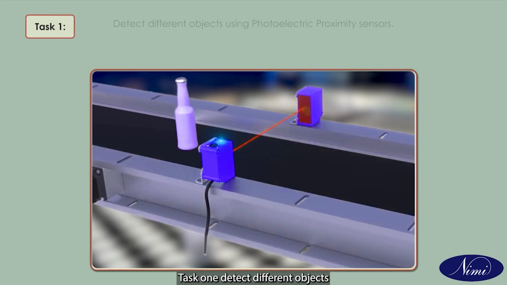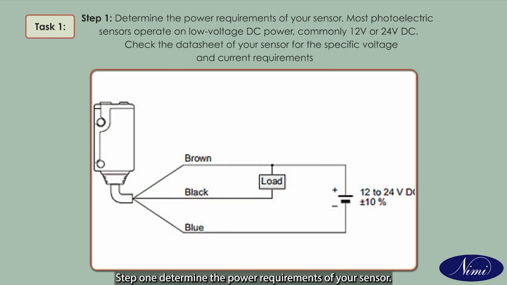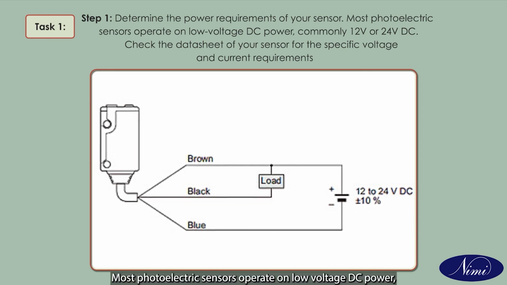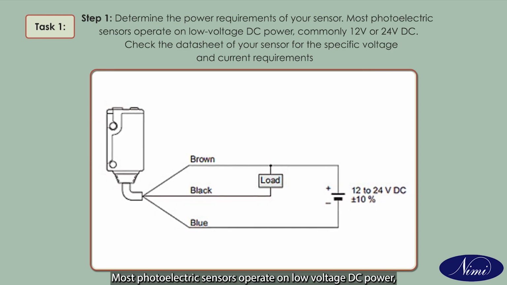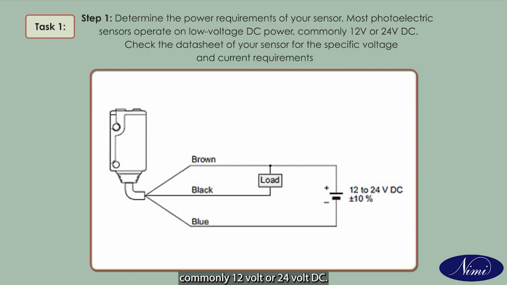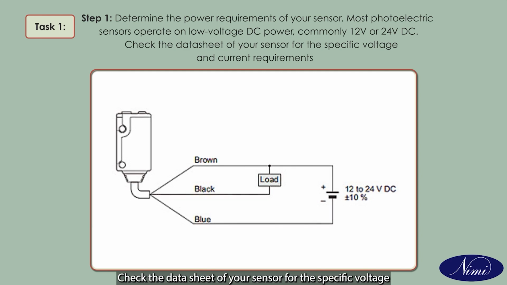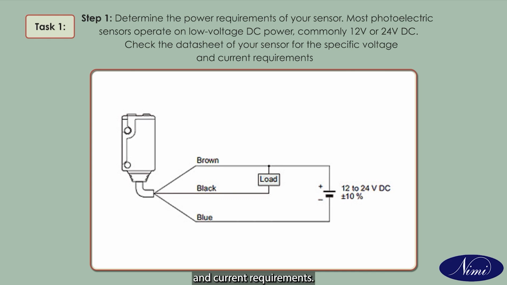Task 1. Detect different objects using photoelectric proximity sensors. Step 1. Determine the power requirements of your sensor. Most photoelectric sensors operate on low voltage DC power, commonly 12 volt or 24 volt DC. Check the datasheet of your sensor for the specific voltage and current requirements.